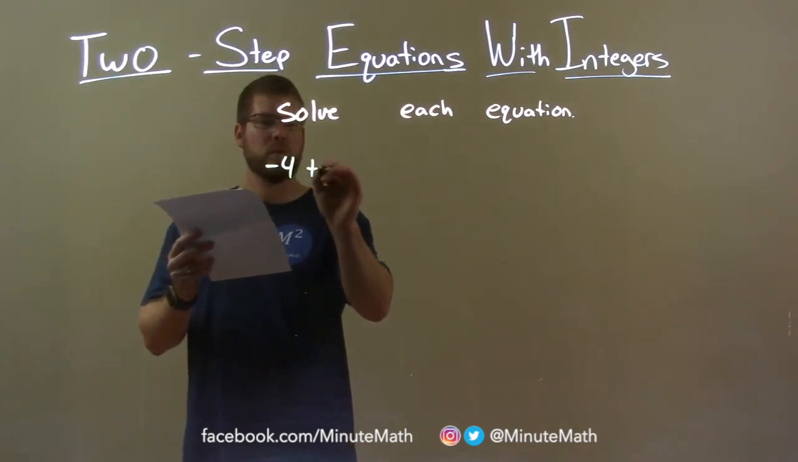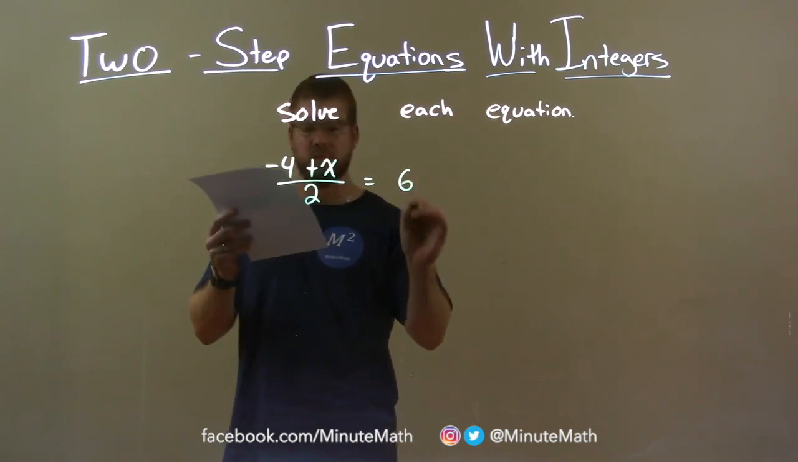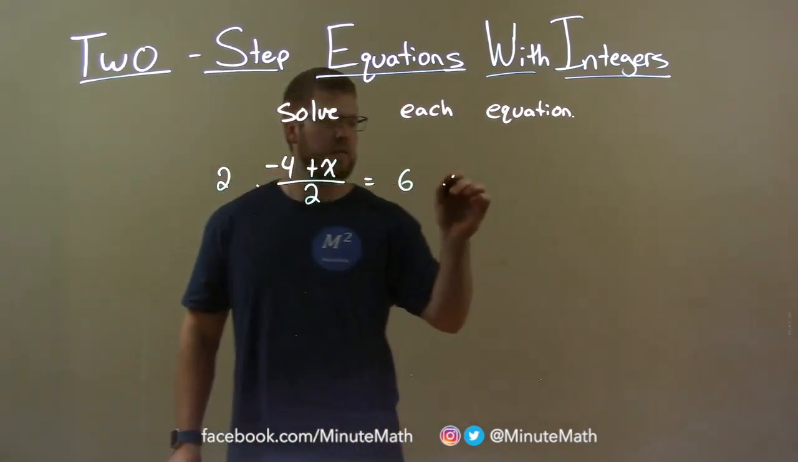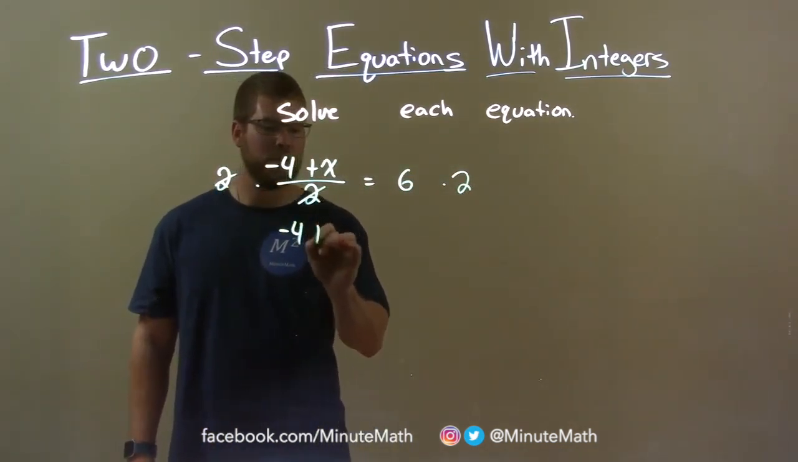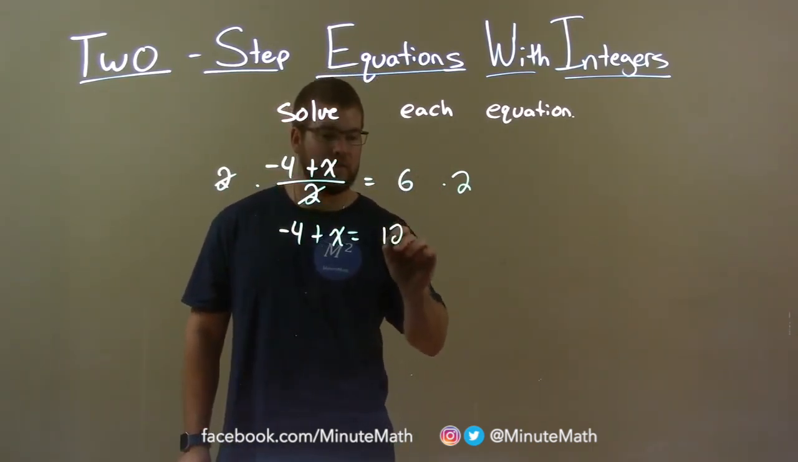Negative 4 plus x over 2 equals 6. First thing I want to do is multiply 2 to both sides. That eliminates the 2 in the denominator there, leaving me negative 4 plus x by itself on the left. 6 times 2 is 12.